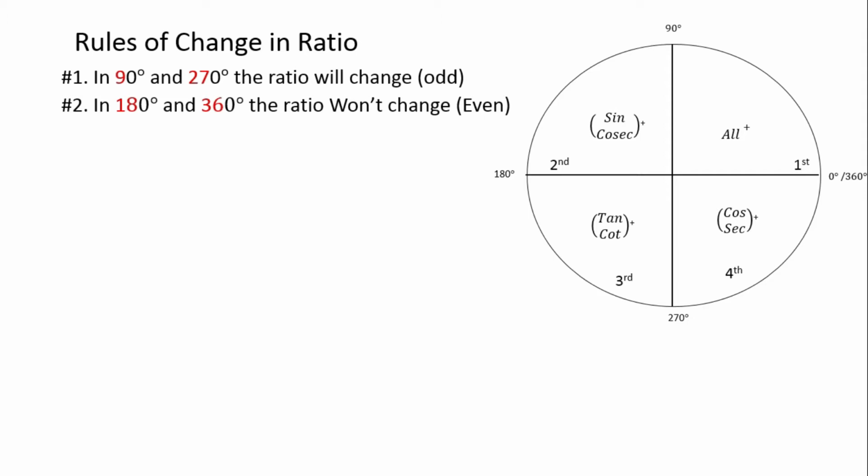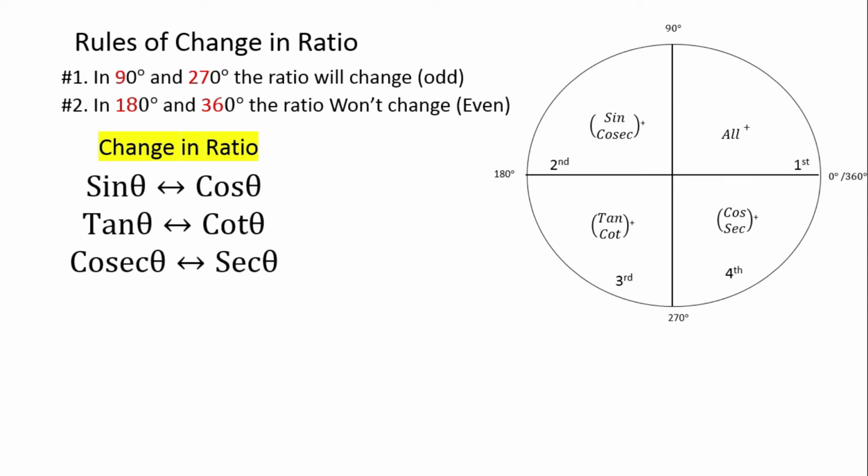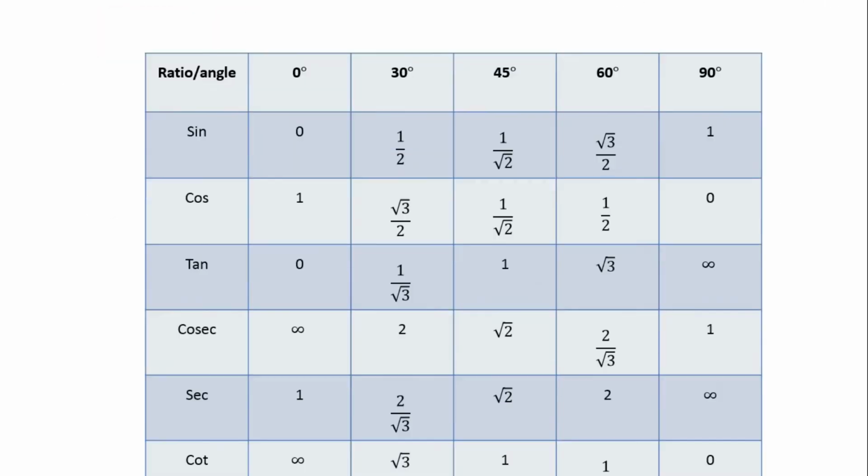Now after breaking the angle, we have to see the ratio. Which ratio will be changed into what? By rule number 1, if we break the angle into 90 or 270, the ratio will change. If we break the angle in terms of 180 degrees and 360 degrees, the ratio will not change. So if we break with 90 and 270, the ratio will change, meaning sine will change into cos or cos will change into sine. Tan will change into cot or cot will change into tan. Cosec will change into sec or sec will change into cosec.